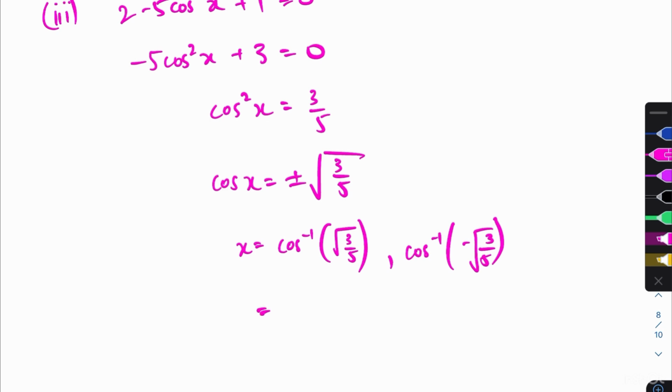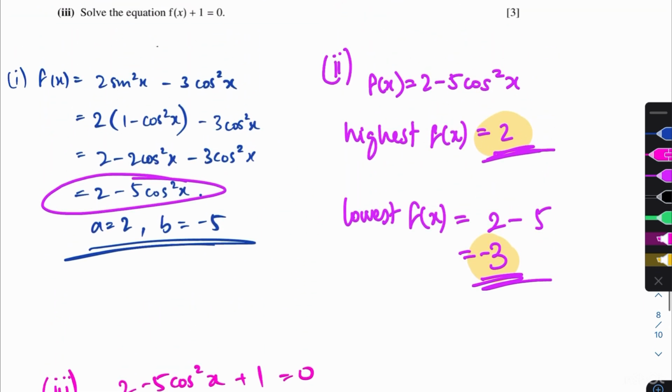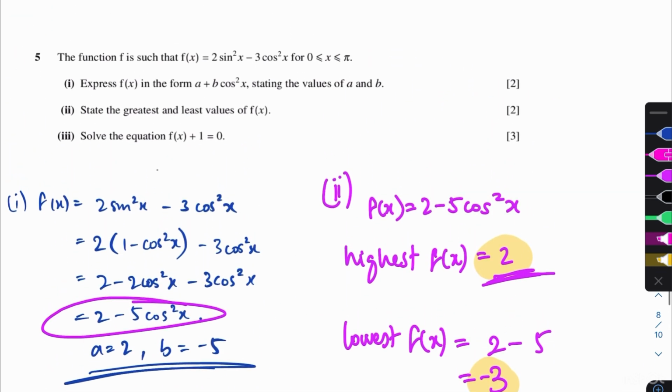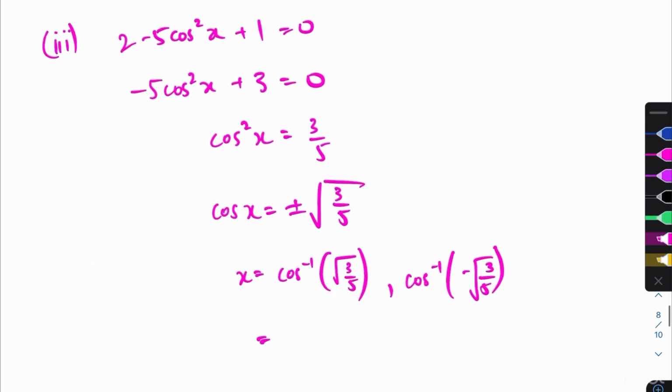So now I'm going to use my calculator to find the answers to this. And let's just check if we need it in degrees or in radians. Okay, so you can tell from the question, because I've got a pi here for the range of x, that we need to be using radians. So make sure that you change your calculator into radian format. If it's in degrees, you'll probably lose a couple of marks.